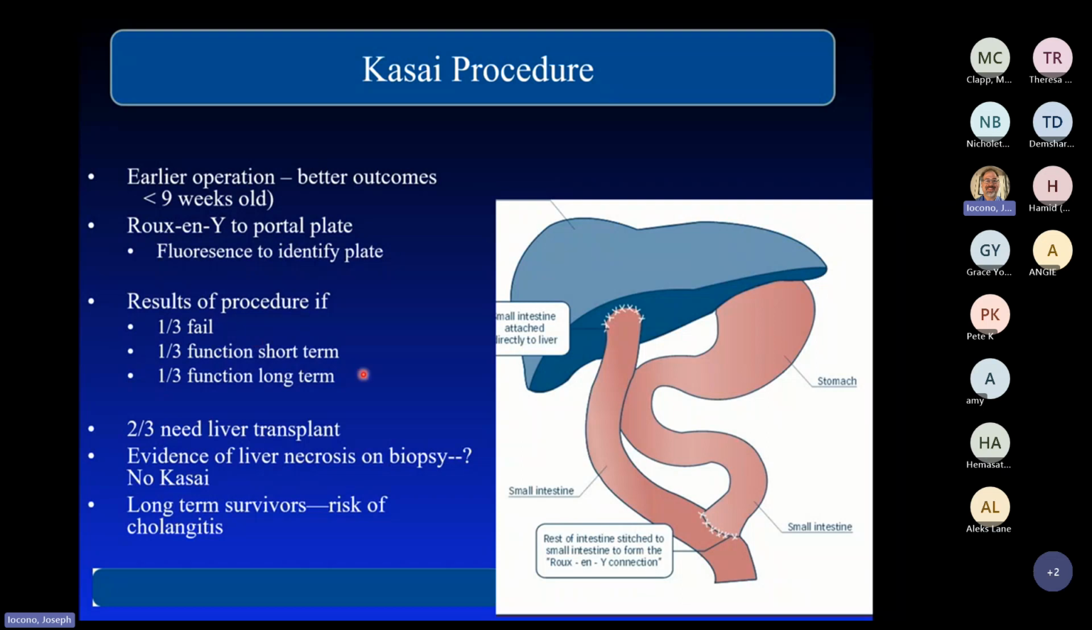1/3 will function short term, meaning work for about a year, and 1/3 will function long term. So 2/3 of these kids eventually need a transplant. If there's evidence of liver necrosis when you go in and look, you don't do a Kasai because it's not going to help the kid. The kid needs a liver transplant, and don't mess up the anatomy for the transplanter. Long-term survivors, when you open into the biliary tree, have a long-term risk of cholangitis.